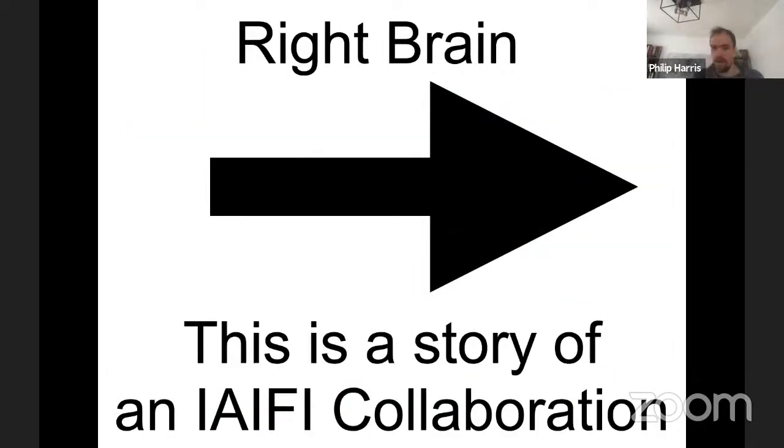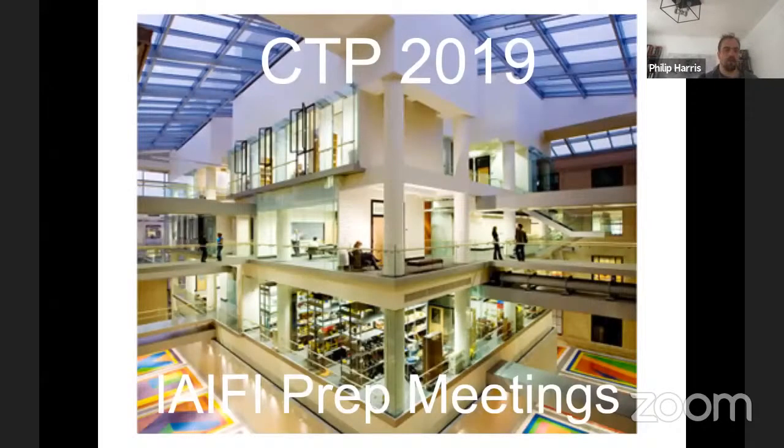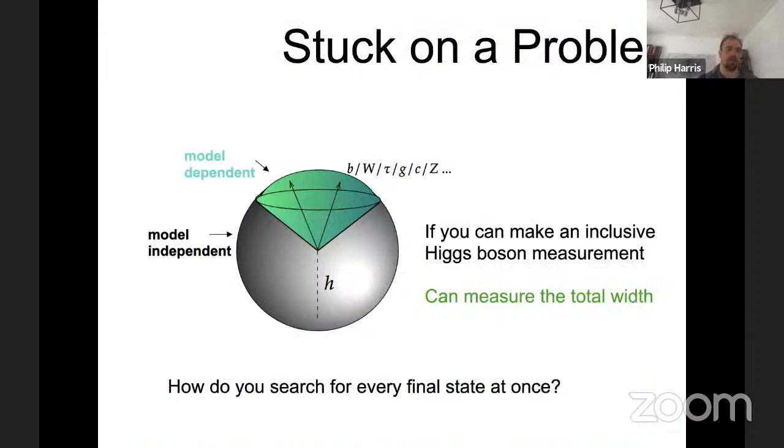I'd like to use the last 10 minutes or so of my talk to talk about something that started at the IAIFI collaboration. It actually started in 2019 at the CTP when we were having meetings to prepare to build the IAIFI proposal. After one of the meetings, I was chatting with Fiala, and she was telling me about all the incredible stuff she's been doing with normalizing flows. It got me thinking because I was stuck on a problem. I wanted to come up with a way to measure all Higgs boson decays in one fell swoop.